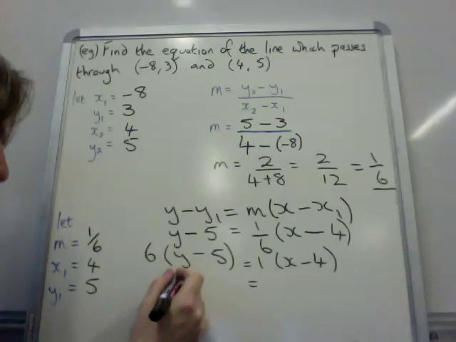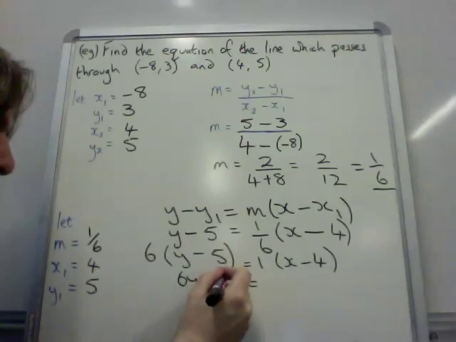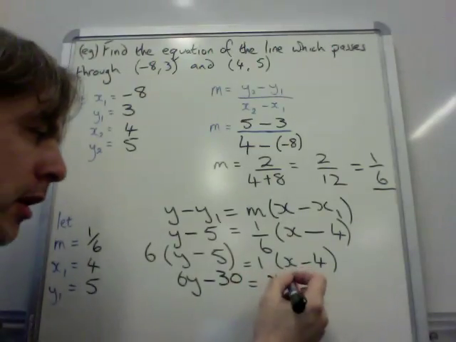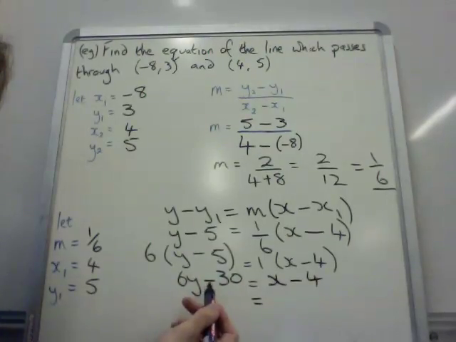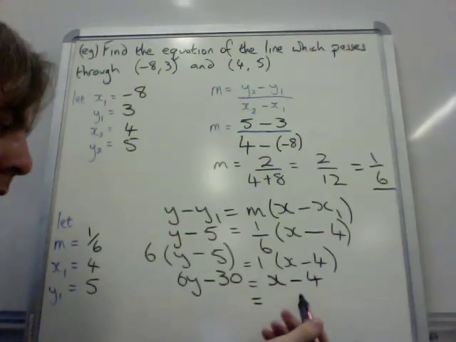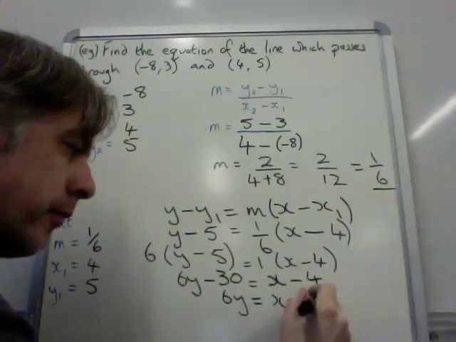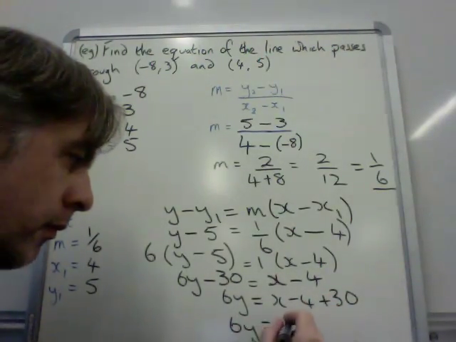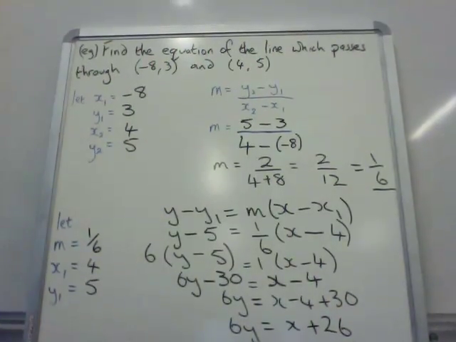6 times y is 6y. 6 times minus 5 is minus 30. 1 times x is x, and 1 times minus 4 is minus 4. To get rid of the minus 30, what am I going to do to both sides? Yes, add 30. And there I have an equation of the line.